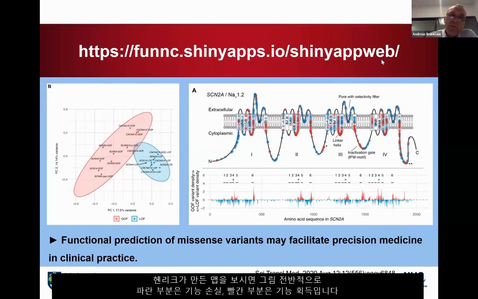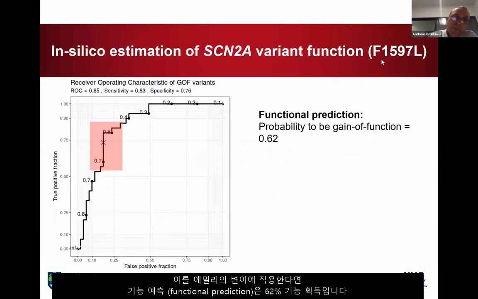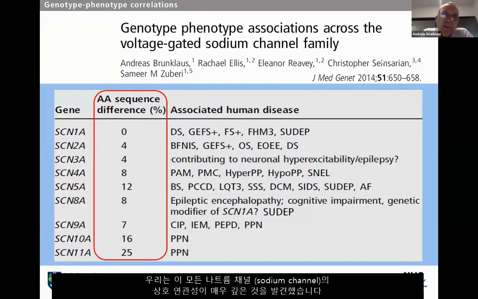She comes up with this map where you can see across the cartoon that all those areas that are blue are loss of function, and those in red tend to be gain of function. If you apply this, for example, to Emily's variant, you get a prediction of a 62% gain of function. Now, what we've noticed is that, of course, all these sodium channels are really closely related.